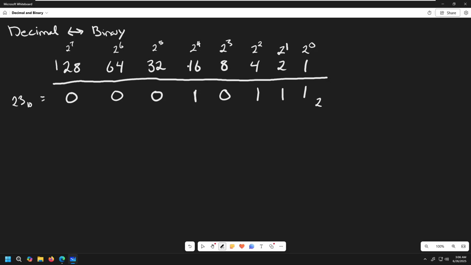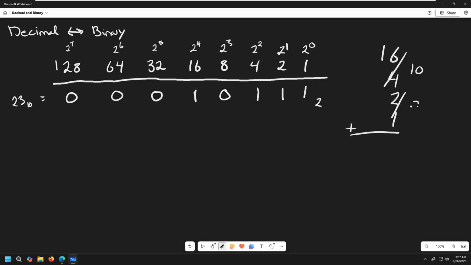So these three, 128 or 2 to the 7, 2 to the 6, 2 to the 5th are turned off, but 2 to the 4th is turned on. So 16. 2 to the 3rd is turned off, 2 to the 2nd is turned on. So 4. 2 to the 1st and 2 to the 0th are also turned on. We add these up. 4 plus 6 is 10. 2 plus 1 is 3.